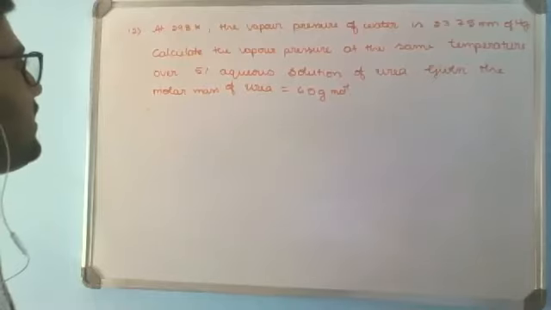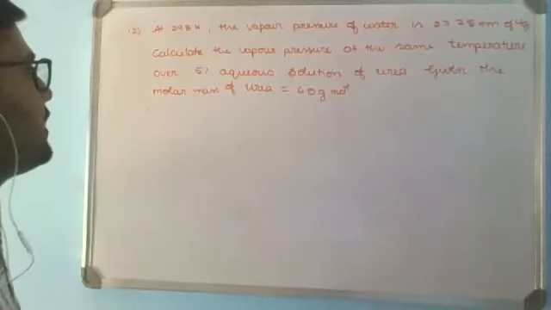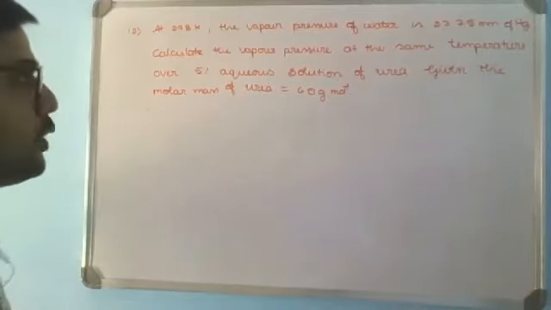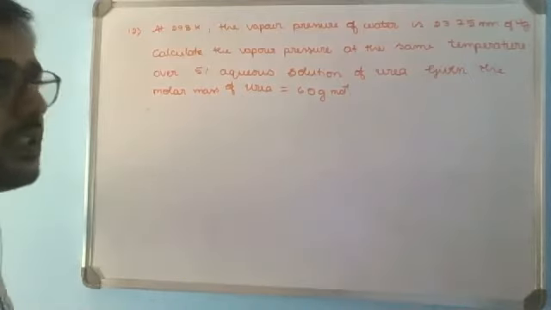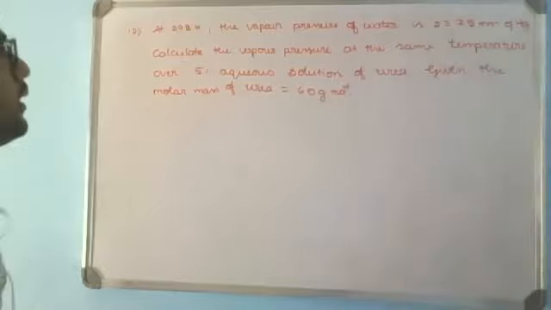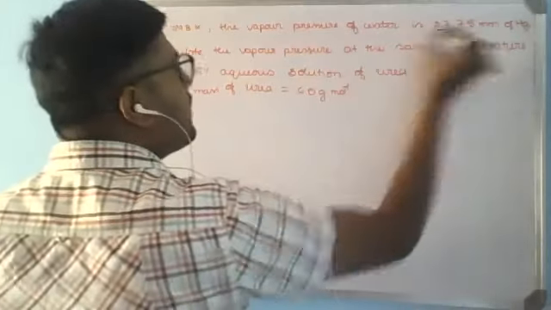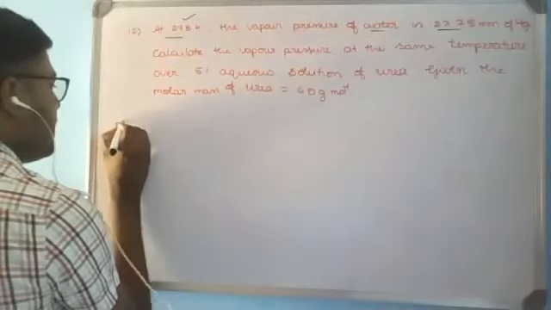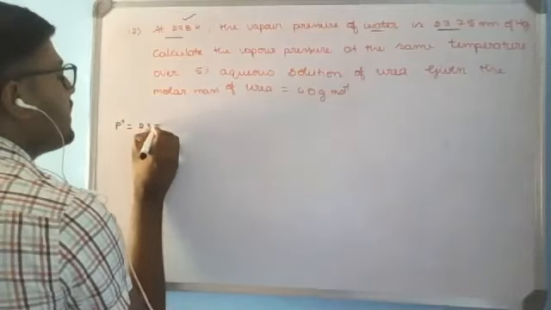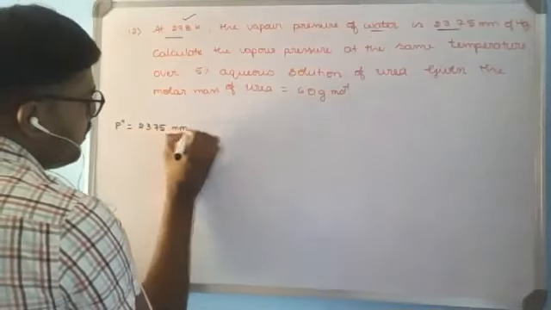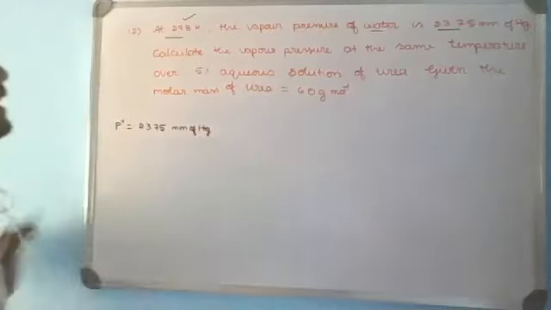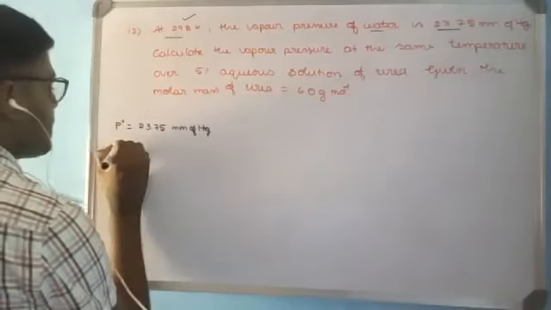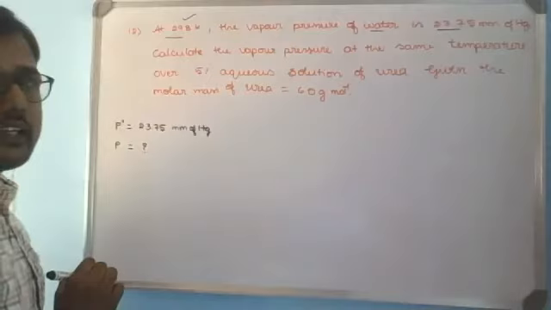Here the mass and all they have not directly given. They have given the information of 5% aqueous solution, so with that we need to collect the data. Given the molar mass of urea as 60 gram per mole. Now if you observe, the vapor pressure of water at 298 Kelvin is 23.75, so P naught is equal to 23.75, the unit mm of Hg. Calculate the vapor pressure at the same temperature over 5% aqueous solution of urea. That is the vapor pressure of the solution they are asking us to calculate.